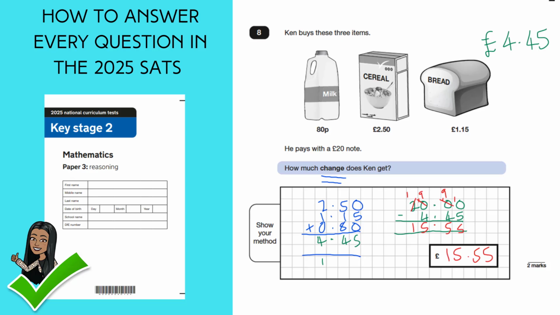Another way you might have done it is with a number line. This is obviously a very messy number line because I have no ruler. You've got your £4.45, your £20 here. I would maybe round up to £5. So that's 55p. And then from £5 to £20 is £15. So it's £15 and 55p.